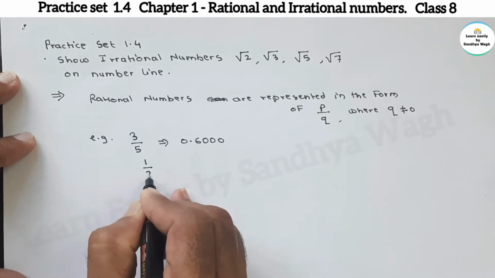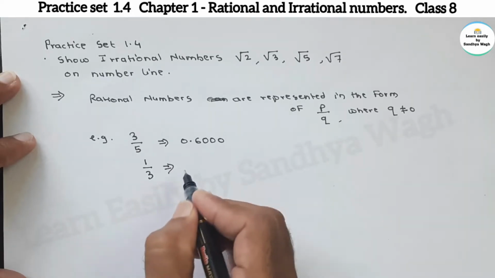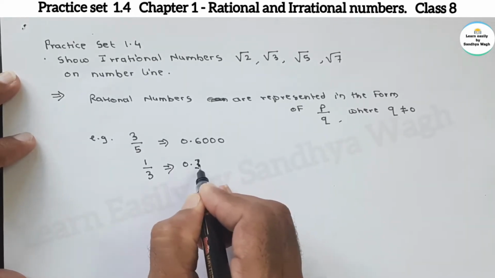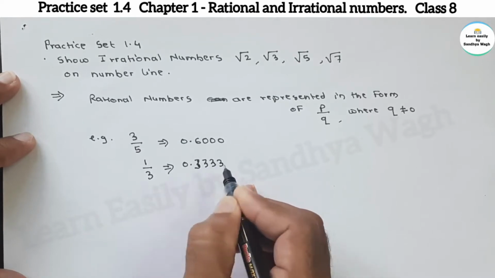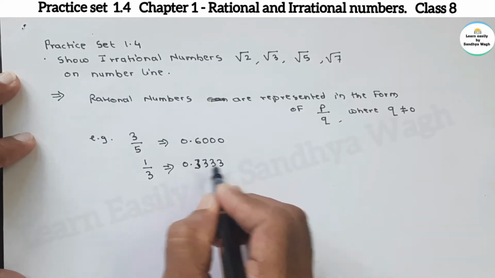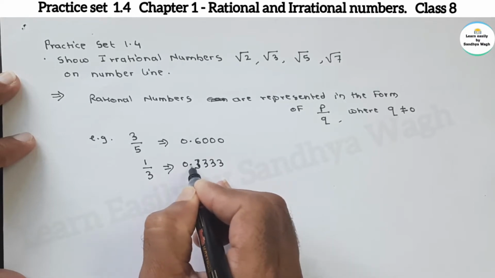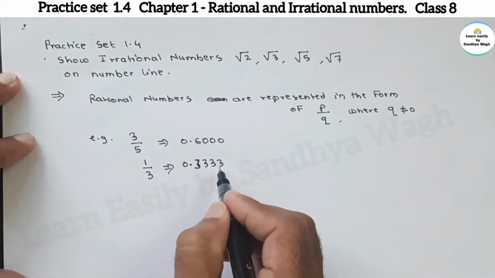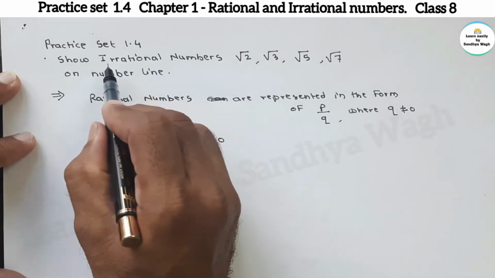But let's take another example. If we find the decimal form of 1/3, it is 0.3333, like this. Means it is not terminating, but it is repeating. After the decimal point, the digit 3 is repeated. So it is a non-terminating but repeating form. Now see what the irrational numbers are.